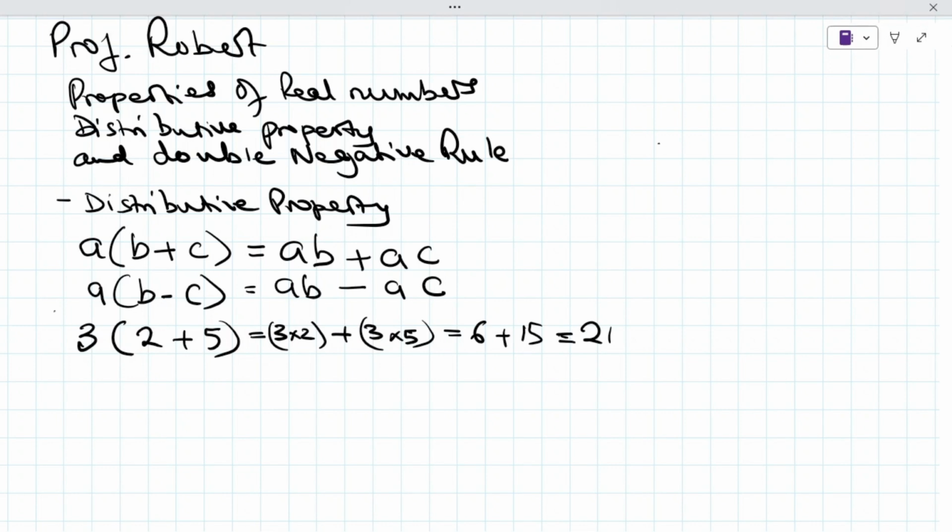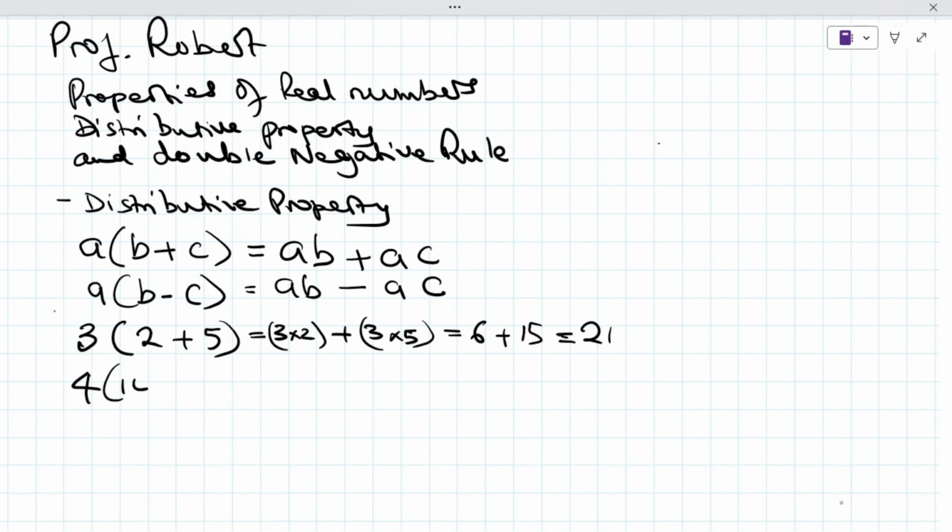And again, as I said, if we had a negative sign in our parentheses, it would still work out similarly. So if we had 4 into 10 minus 3, this would be the same as saying 4 times 10 minus 4 times 3, which would give us 40 minus 12 to finally give us our final answer as 28.